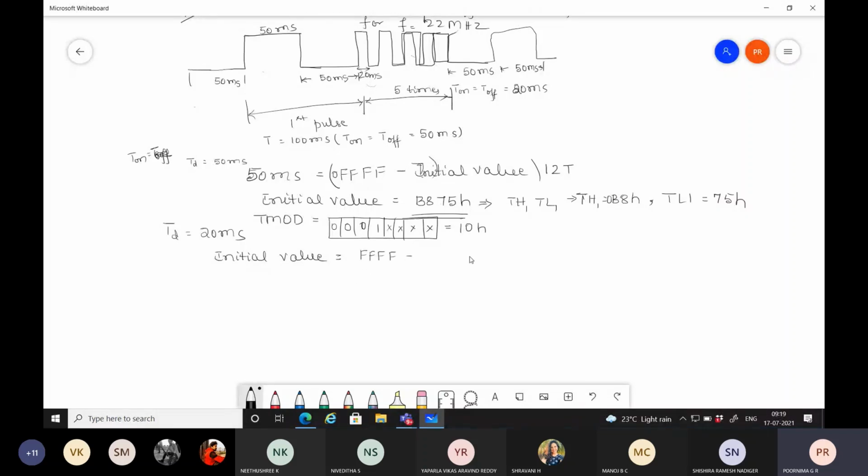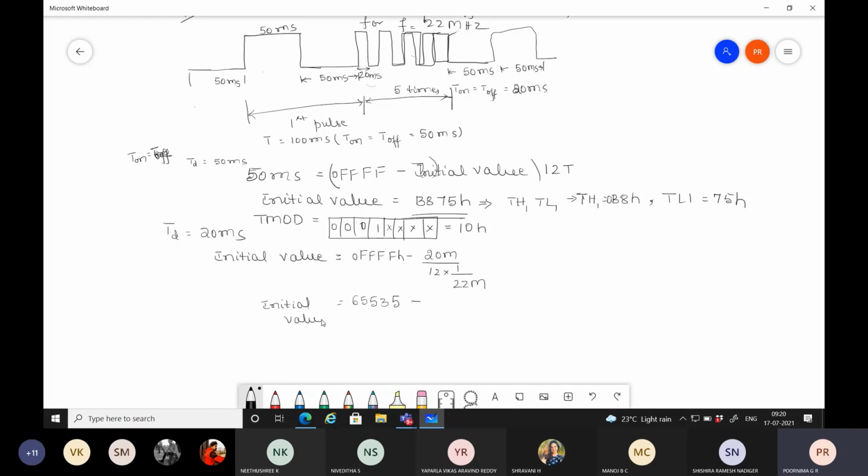FFFF minus the required time delay, which is 20 milliseconds, divided by 12 into 1 by 22 megahertz. So please calculate and tell me what its equivalent is. This is in terms of hexadecimal. Please convert it into the decimal value and subtract this value from 65,535, and you will get some initial value.